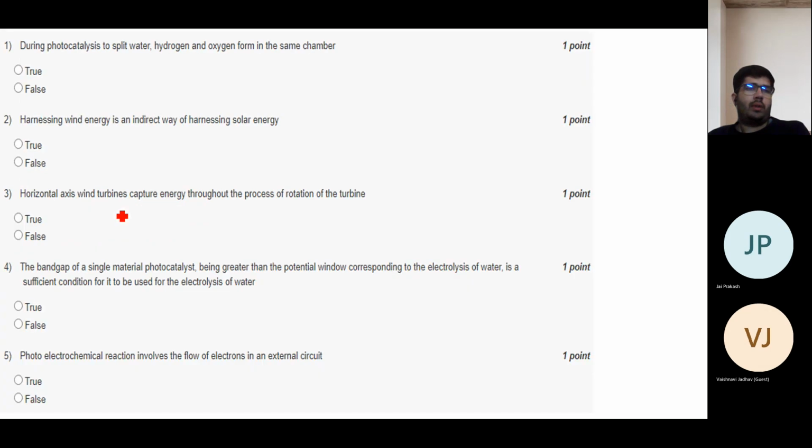Now let's come to the mini quiz for true and false. There are 5 questions. Try to take 5 to 10 minutes to answer. The first one is: during photocatalysis to split water, hydrogen and oxygen form in the same chamber. Is it true or false? If it is true, then why? If it is false, then why? Try to think about it for 2 minutes. In our initial slides, we have covered it.